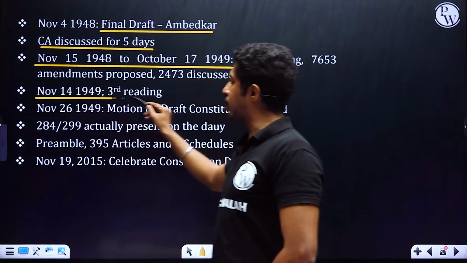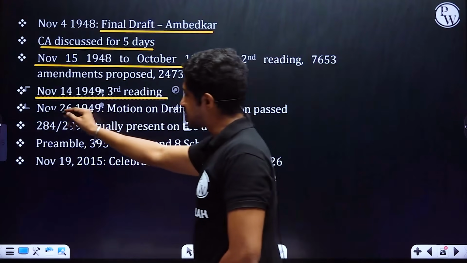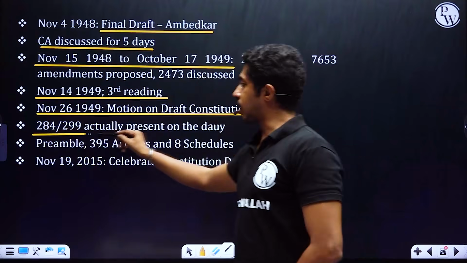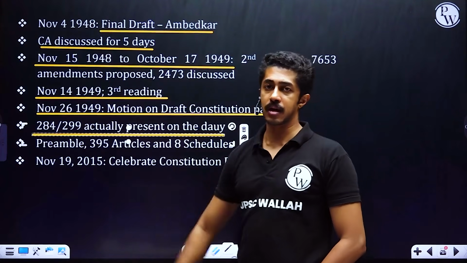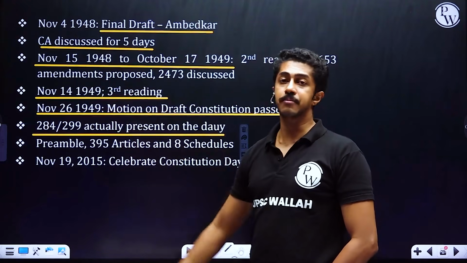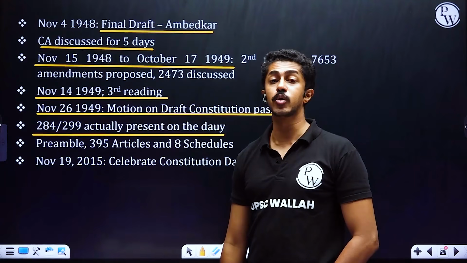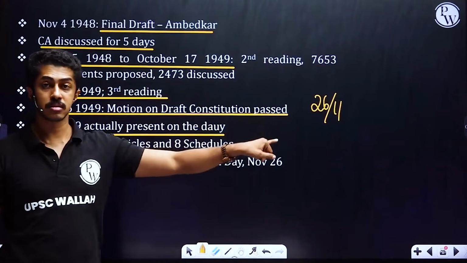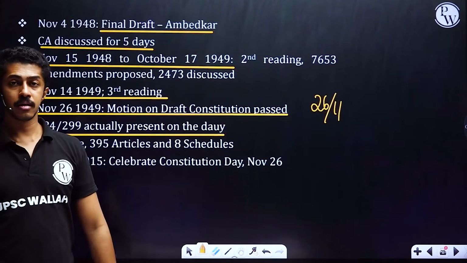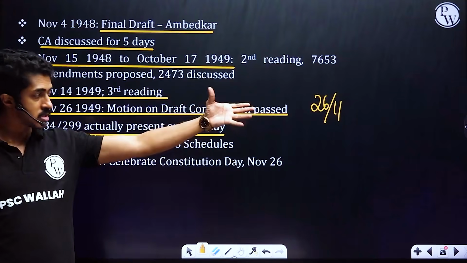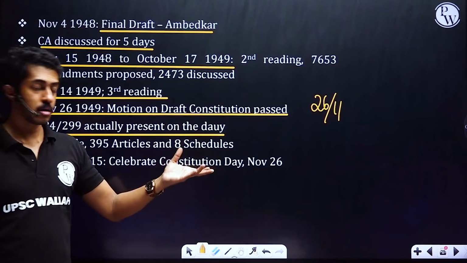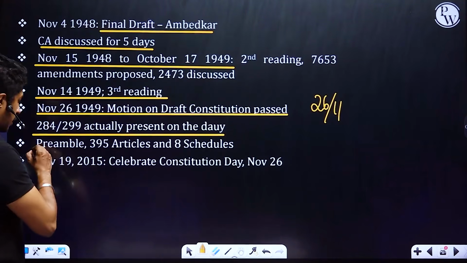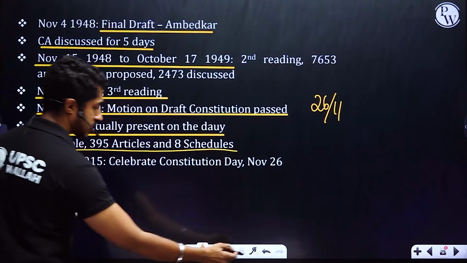November 14, 1949, third reading. November 26, 1949, motion on draft constitution passed. 284 out of 299 people were actually present that day. That is why this date is important. What is the significance of the date? November 26th. Motion on draft constitution was passed. That is the significance of that date. Getting the point? The happy news is that this was the day on which we passed it. 284 out of 299 members were actually present on that day. It contained a preamble, 395 articles and 8 schedules.